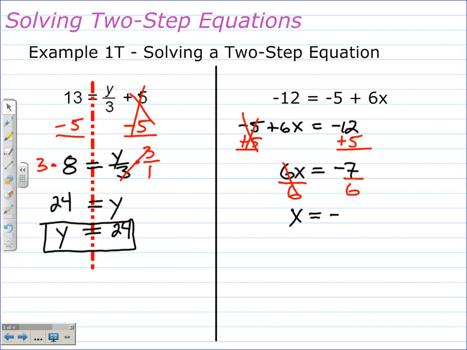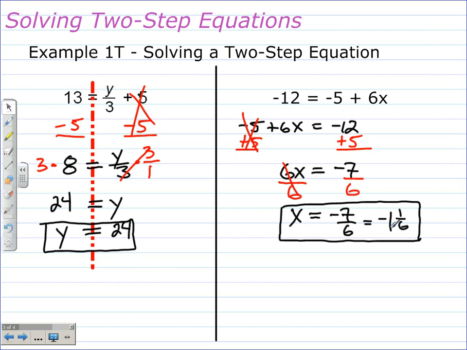And here, I know many students are going to reach for their calculator, but you can leave the answer as a fraction, or you could change it to the mixed number, negative 1 and 1/6, or you could change it to a decimal by doing some division. Either way, our solution is x is equal to negative 7 over 6.